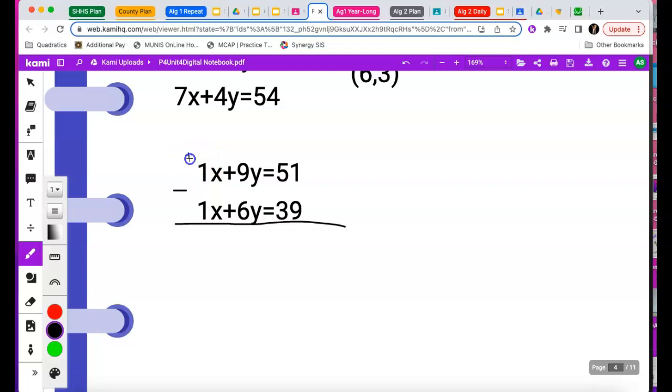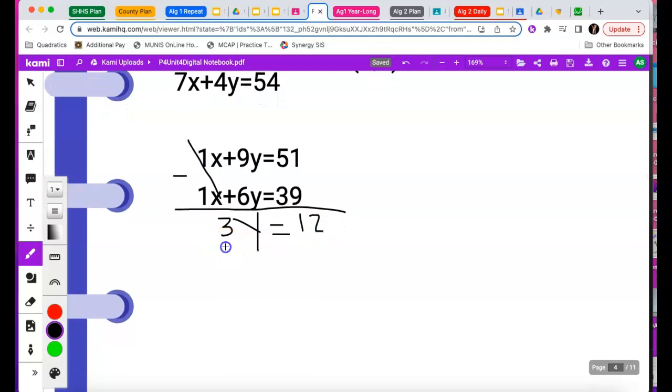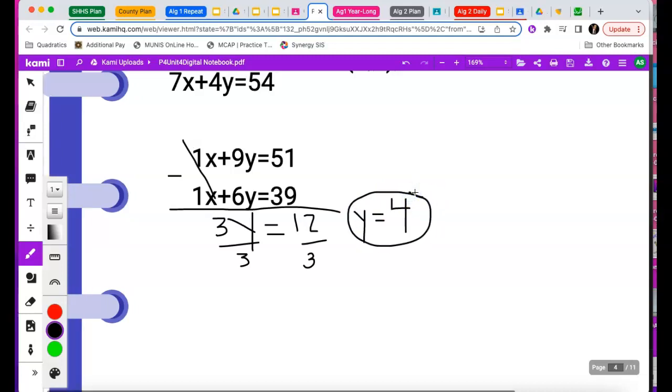So those cancel. Go ahead and cross those out. That's good. We purposefully want those numbers to be the same. Then we have to do 9 minus 6. What's 9 minus 6? 3y. And then we have to do 51 minus 39, which when I put that in the calculator, that's 12. And I have to do the opposite of multiply by 3, which is divide by 3. And this could be quick math. Y should equal 12 divided by 3, 4. So there's our first variable.